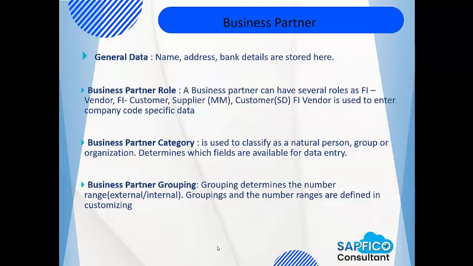General data: we have name, address, bank details. Business partner role: a business partner can have several roles, such as FI vendor, FI customer, customer SD. FI vendor is used to source company code specific data. Business partner category is used to classify as a natural person, group, or organization, and determines which fields are available for data entry. Business partner grouping, we talked about it. It determines whether it's external or internal. The grouping and the number ranges are defined in customizing.